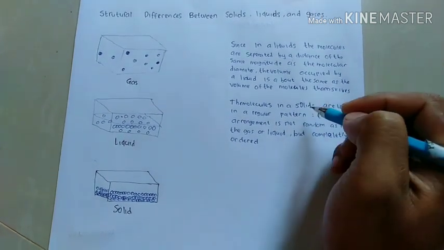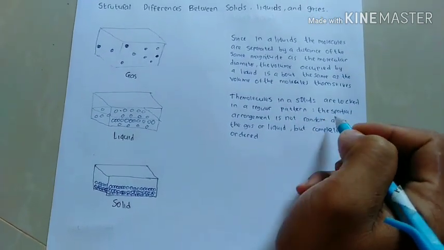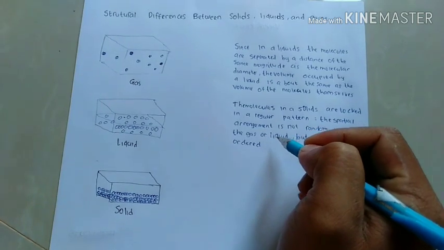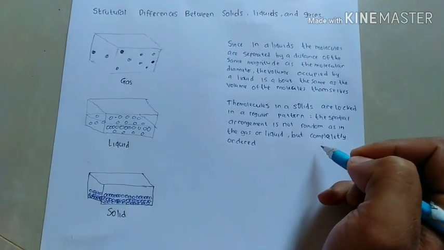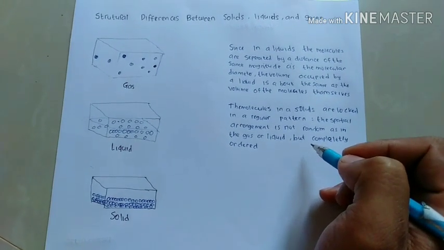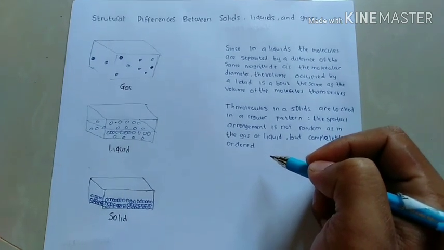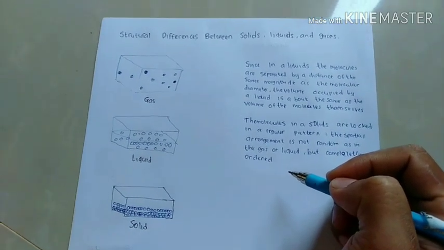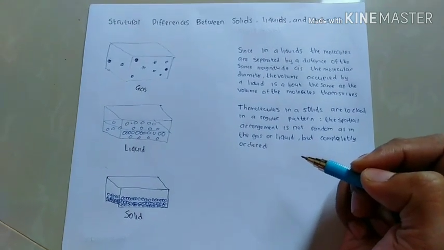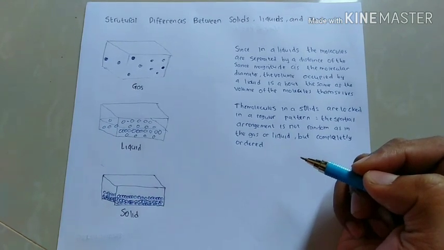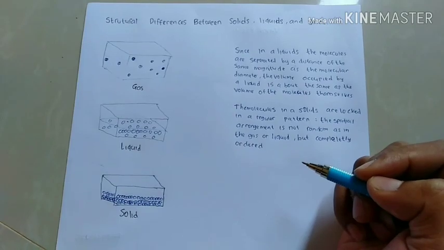The molecules in a solid are located in a regular pattern. The spatial arrangement is not random as in the gas or liquid but conventionally ordered. The solid does not flow under the application of small stress as do liquids or gases, but it deforms elastically, snapping back when the stress is removed.